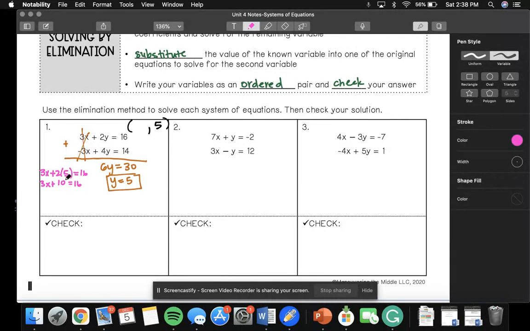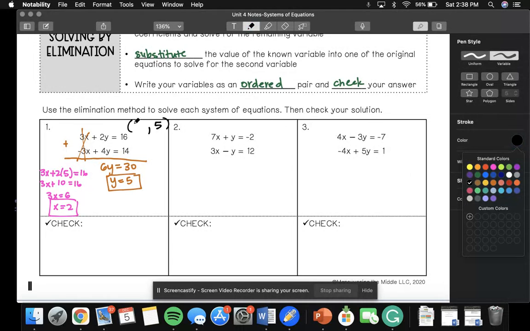Then I would move the 10 over with a negative. 16 minus 10 is 6. And then 3x is equaling 6. I would divide by 3 and get x equals 2. So my solution would be when x is 2, y equals 5.